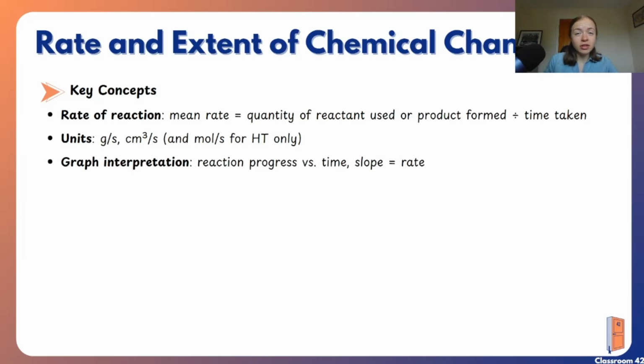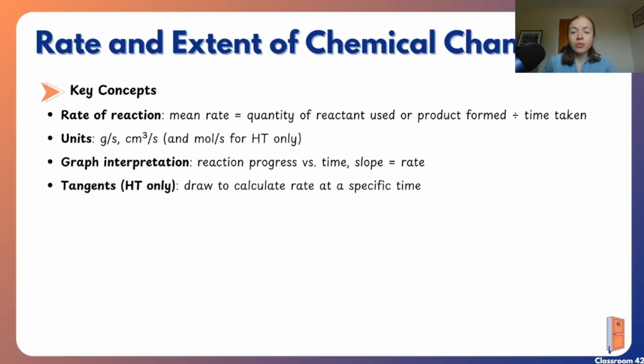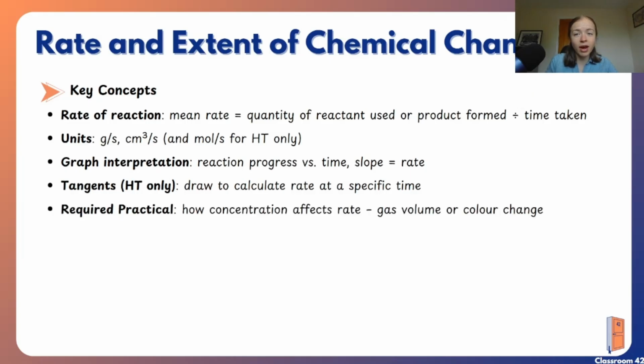You need to be able to interpret graphs of the rate of reaction, so that could be a reaction progress over time, so that could be a slope. If you're a higher tier student, you need to be able to use tangents on those graphs to then calculate the rate of reaction using our equation at the top from the information that you can obtain from the graph. You've got the required practical, as we've said, so how the concentration will affect the rate of reaction, which can be determined through either measuring the colour change or the change in gas volume.